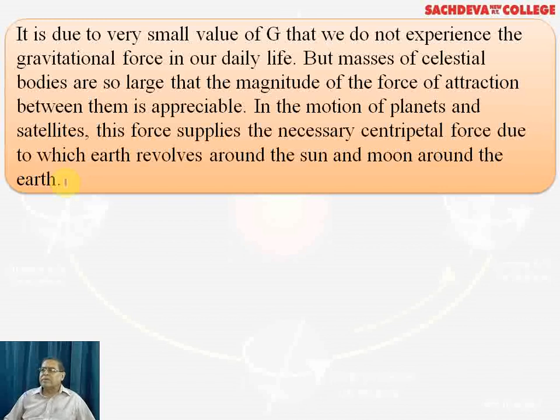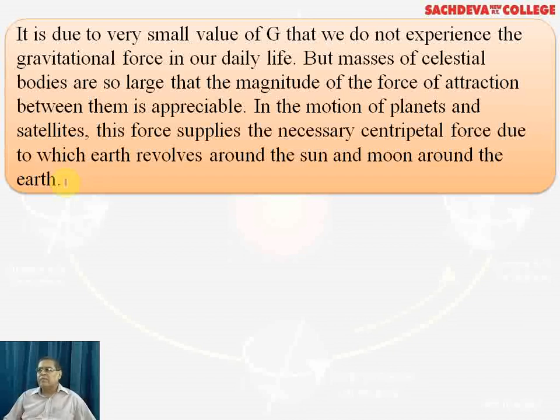Now we know that the law of gravitation is G m1 m2 over r square. One mass, m1, is supposed to be the mass of the sun, m2 the mass of the earth, and r the distance between the two centers. This gravitational force will supply the centripetal force, that is m v square over r. Whenever a planet is moving around the sun, it is under the action of two balanced forces: the inward force is centripetal, comparable to gravitational, and the outward force is centrifugal.